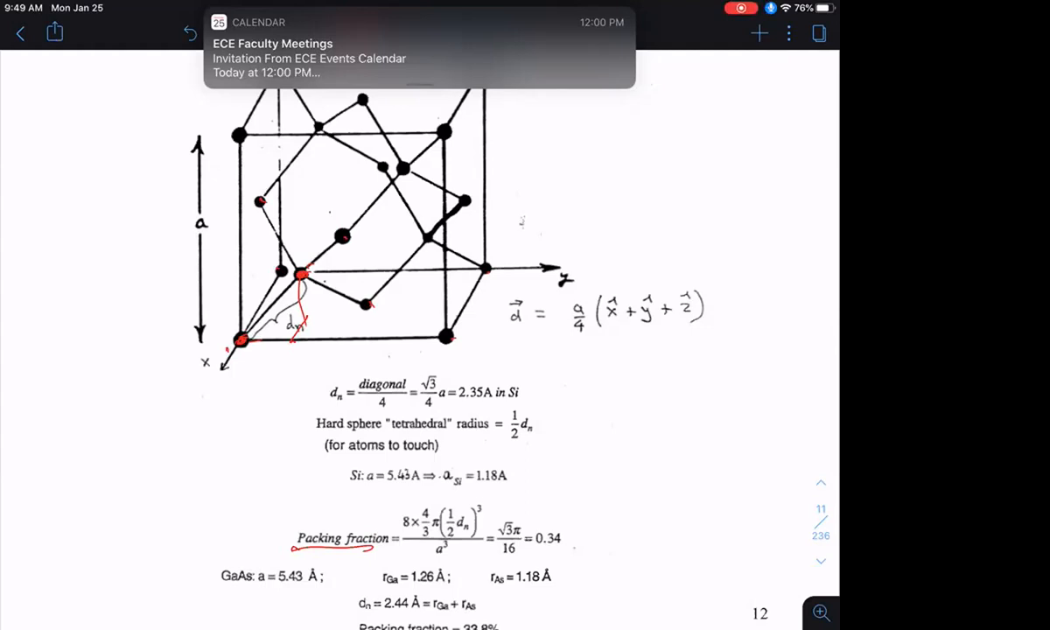Now, the problem that I want to calculate is, from this structure, if I knew what the lattice constant a was, can I calculate the size of a silicon atom? Let's say this is a silicon atom. Okay. In the case of silicon, the lattice constant happens to be 5.43 angstroms. You can measure that experimentally through things called X-ray diffraction and things like that. Okay. So if I knew that lattice constant, can I calculate the size of a silicon atom?